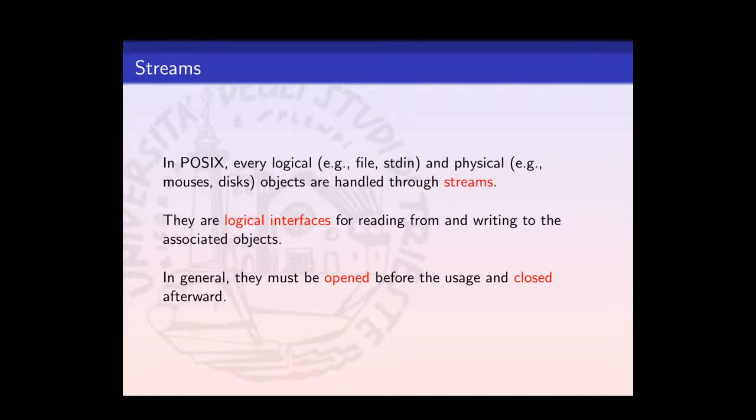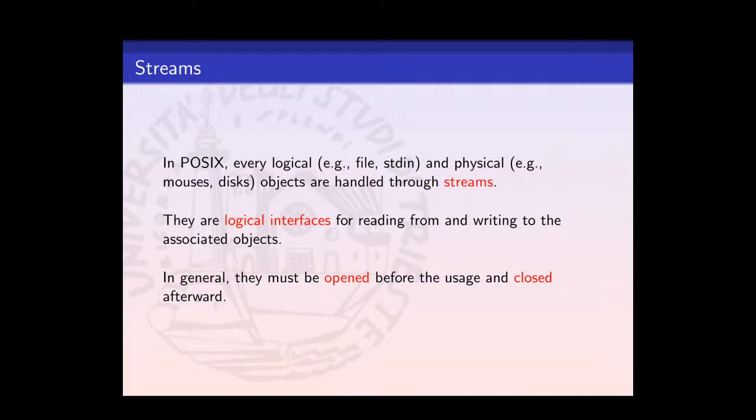Now, how can we handle files, and in general standard input and standard output, from the point of view of the C programming language? We can do it by using what are called streams. So what is a stream? A stream is a logical object, a logical interface meant to read from and to write to files.